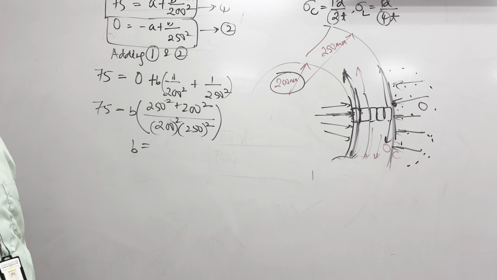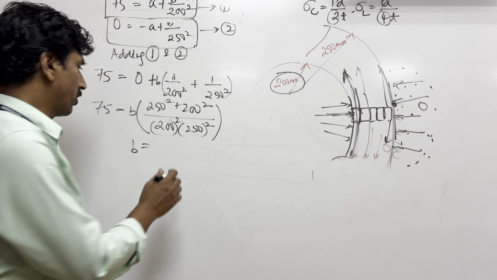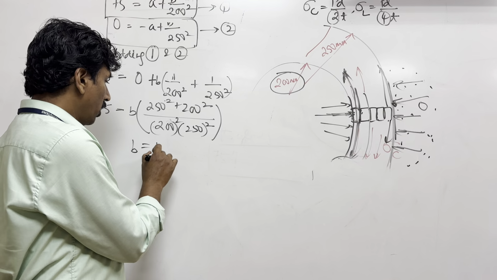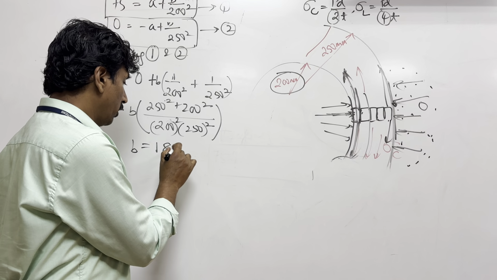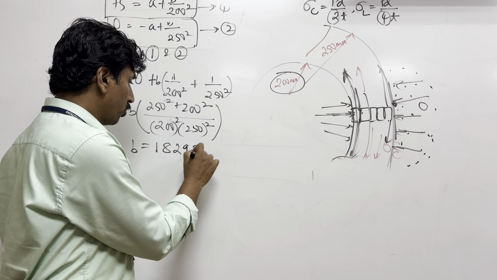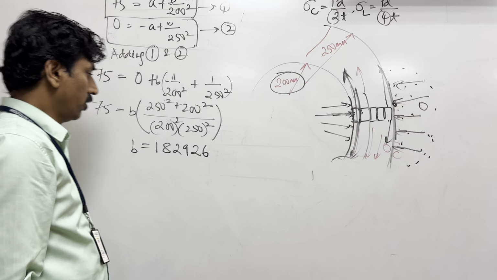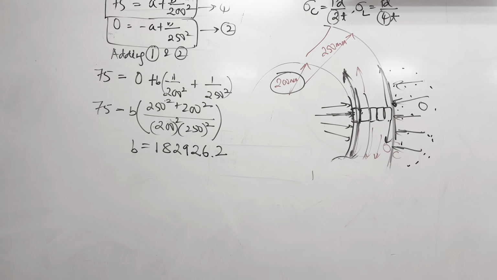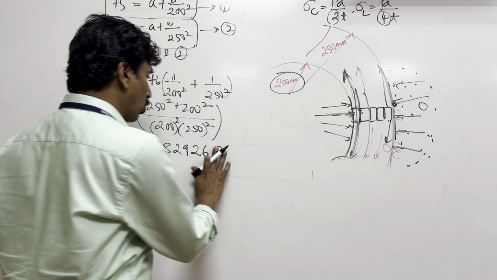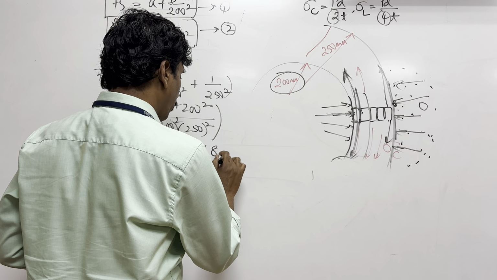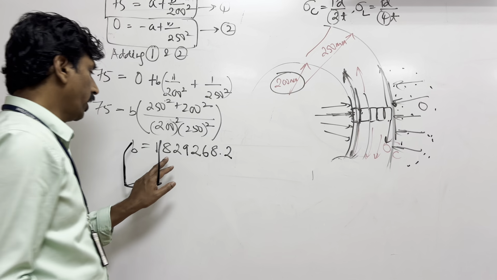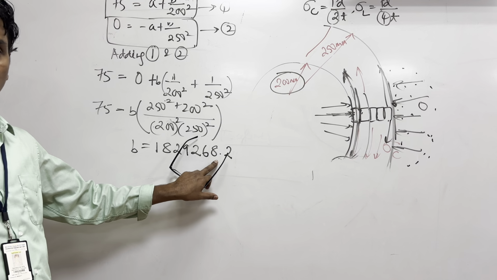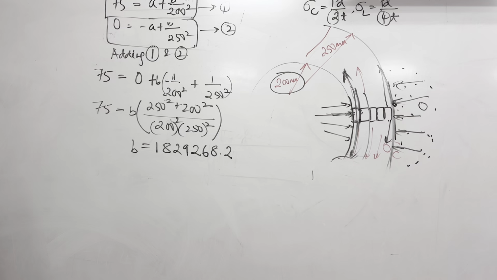Do we get a very large number? 1829268.2. Okay, so usually you get a larger number, 182,926.8.2. You got a large number, no units, it's just a constant.